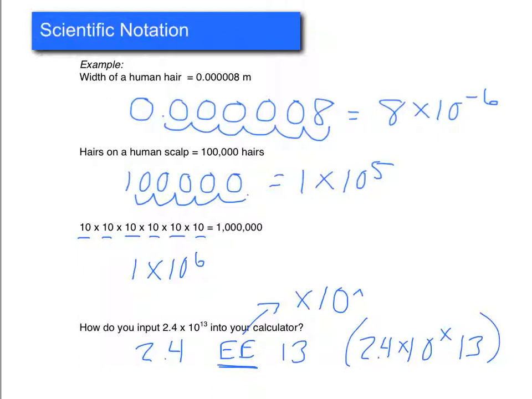Okay, so I need to know that when that's the answer my calculator gives me, that means that for my actual answer on my problem, I would write 2.4 times 10 to the 13th. All right, so go ahead and take a minute and figure out both how to put it in your calculator and what the output looks like for your calculator. And make a note if you have any questions, and I can try to help you tomorrow.